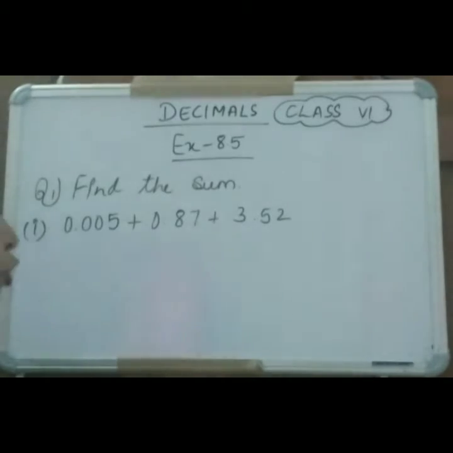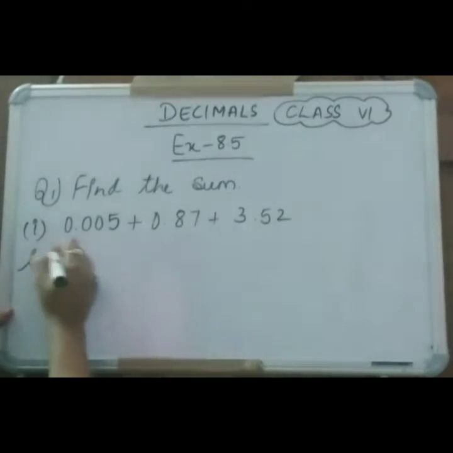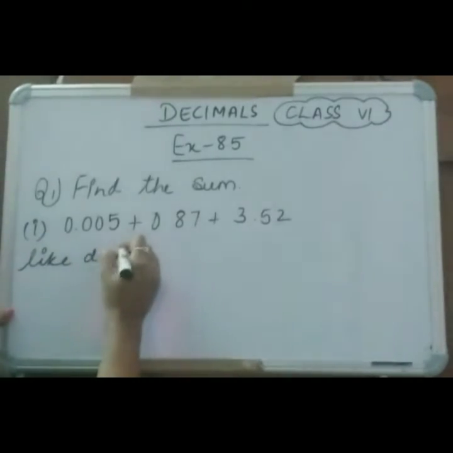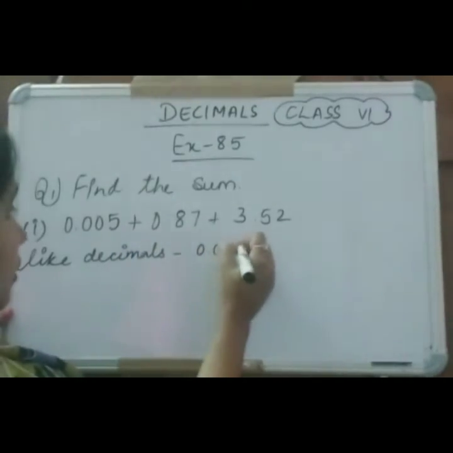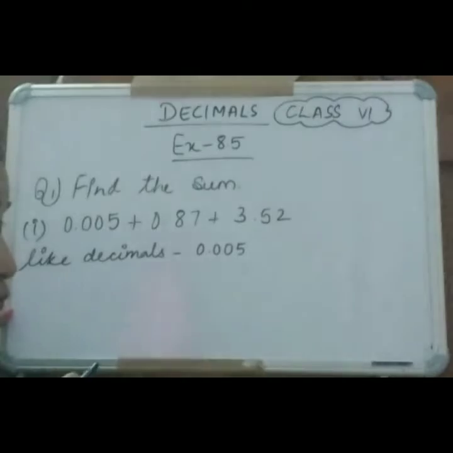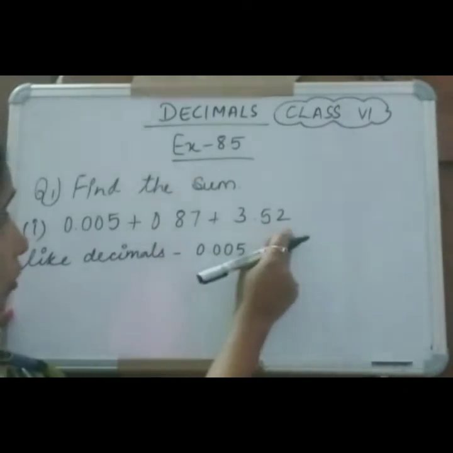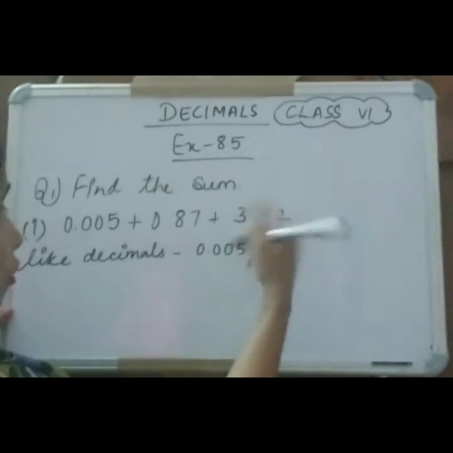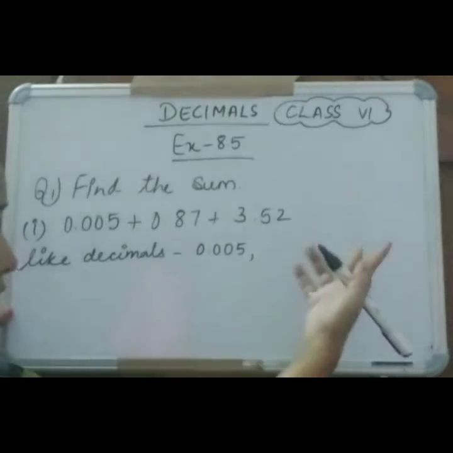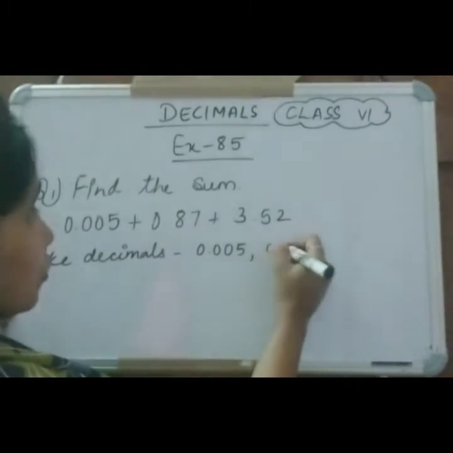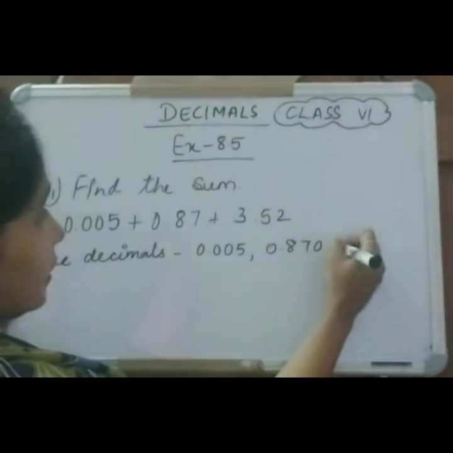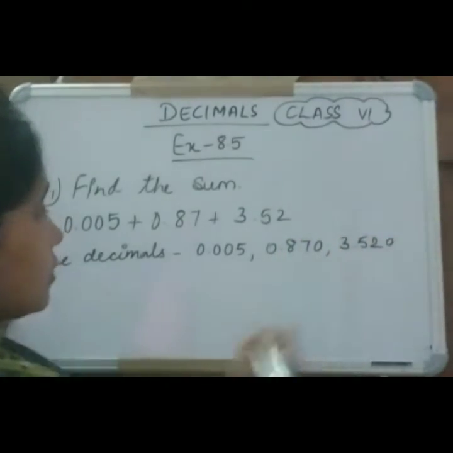So first of all, we will check whether these are like decimals or not. First of all we will convert them into like decimals. Here it is 1, 2, 3 digits after the decimal, here 2 and here also 2. So we will change all of them into 3 decimal places. So it will be 0.870 and 3.520.